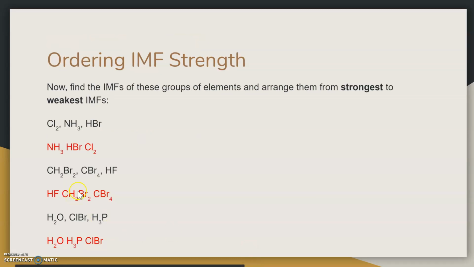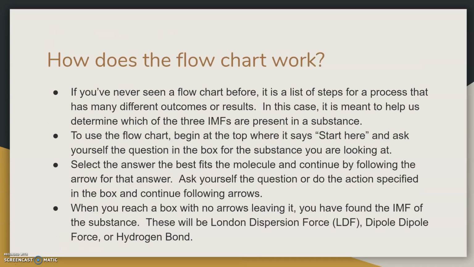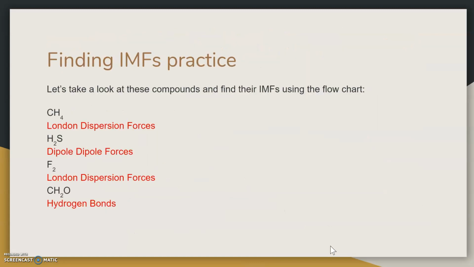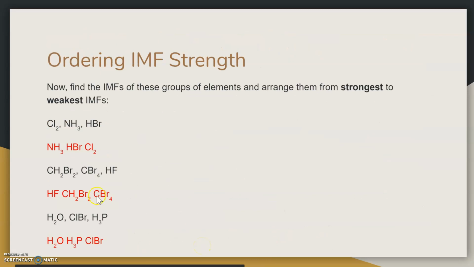Okay, and then HF is 2 atoms. They're not the same. Find the EN difference, so 2. So it's going to be more than 0.7. Are H and F present? Yes, so it's a hydrogen bond. So that's going to be the strongest one. So that's why it's far to the left.